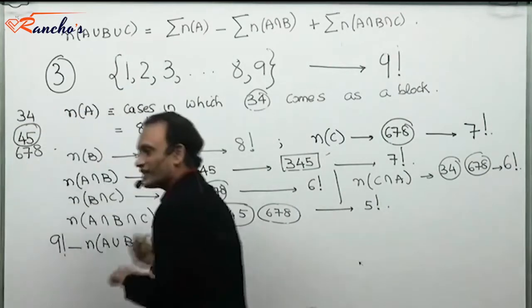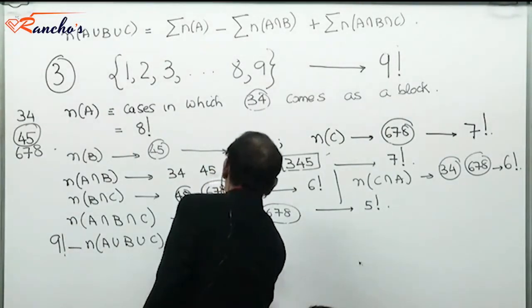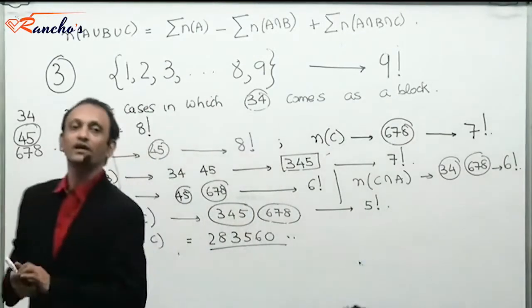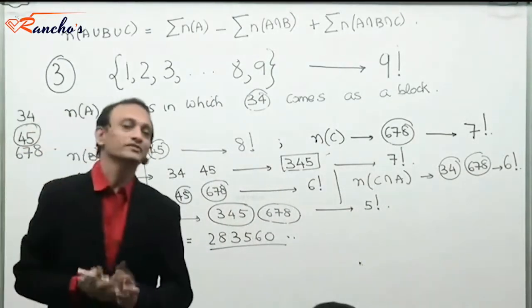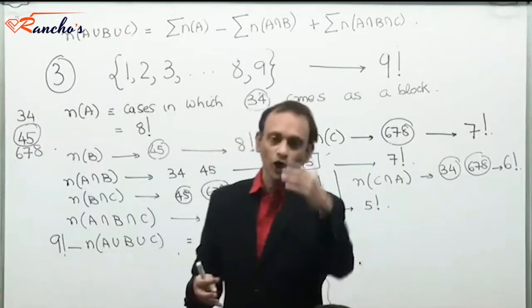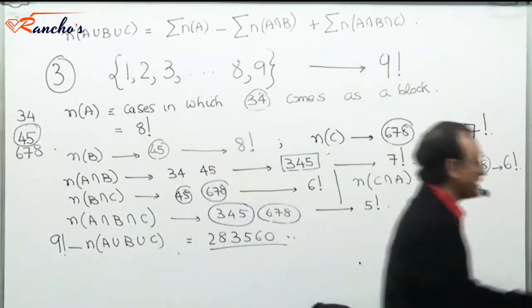Really? Is the answer right? How much is it? 283,560. Okay. Huh? No, I trusted you. That's why I wrote it. I mean, I always want a second opinion, not just with you, with someone else also. I would have done the same thing. So don't get too hard. Don't get emotional about it.